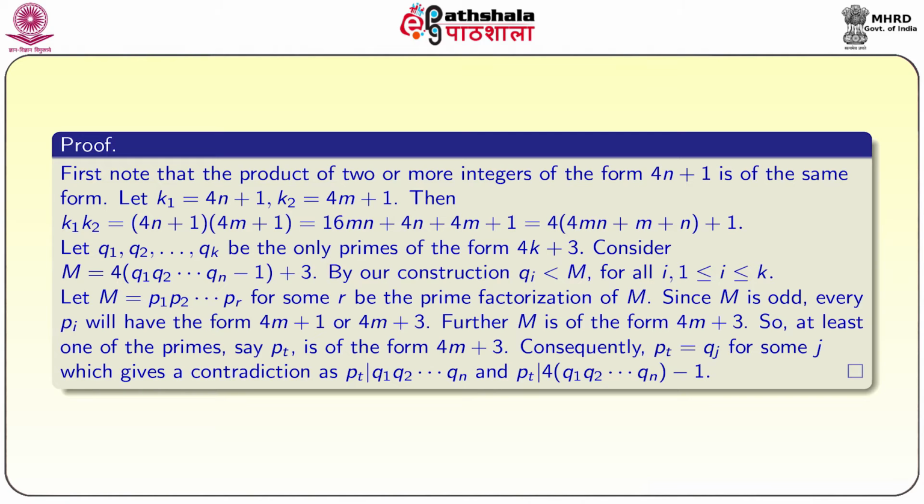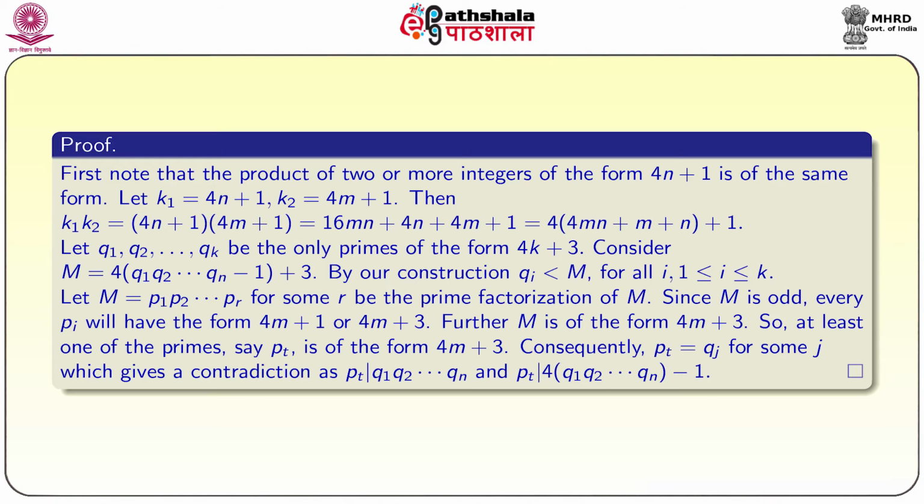Let m equal p1, p2 and so on up to pr, for some r, be the prime factorization of m. Since m is odd, every pi will be of the form 4m plus 1 or 4m plus 3. Further, m is of the form 4m plus 3.